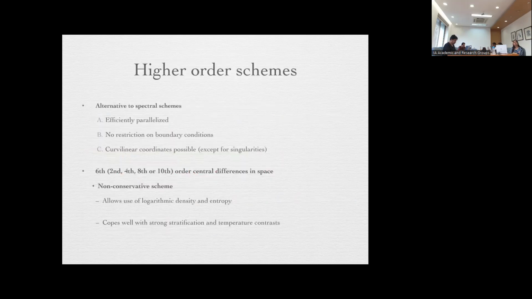Just to go over everything again. The Pencil Code is an alternative to spectral schemes. It's efficiently parallelized. There is no restriction on boundary conditions. In fact, you can have user-defined boundary conditions if you so wish. But there are a lot of boundary conditions already available. So before you rush to code your own boundary condition, you are advised to look through the boundary condition module to see whether that boundary condition already exists in that module or not.